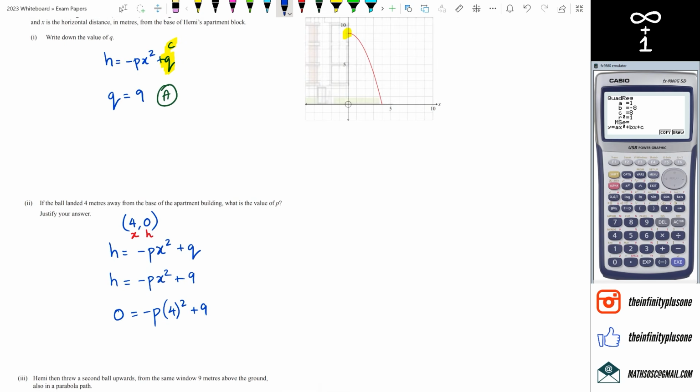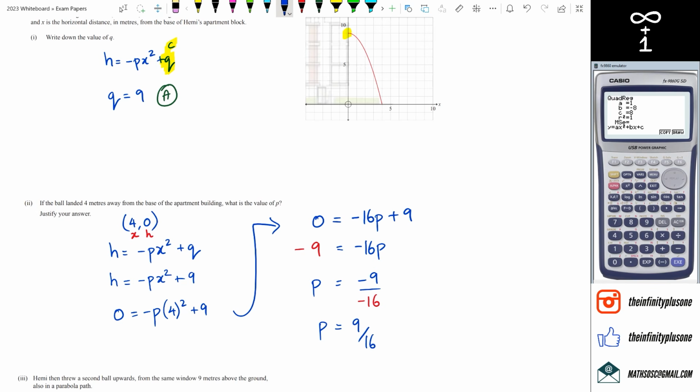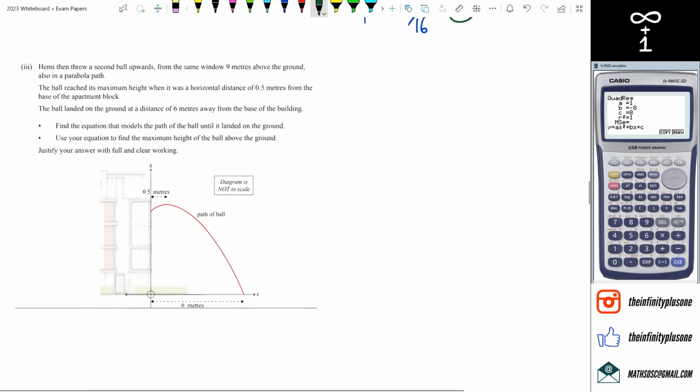And rearranging this, we are going to expand first. 4 squared is 16. So we got negative 16p plus 9. Take the 9 to the other side, it becomes minus 9. 0 minus 9 is just negative 9. Negative 9 equals negative 16p. And then p is equal to negative 9 divided by negative 16. Or in other words, we can say that p is equal to 9 over 16. You can write it as a decimal if you want to, but you could also leave it as a fraction. This question is worth an achieved. All right, part 3 of this question. Let's have a look here.